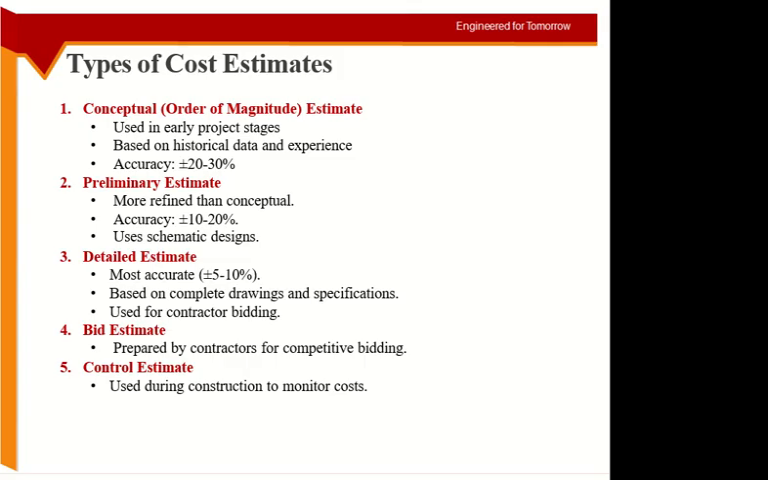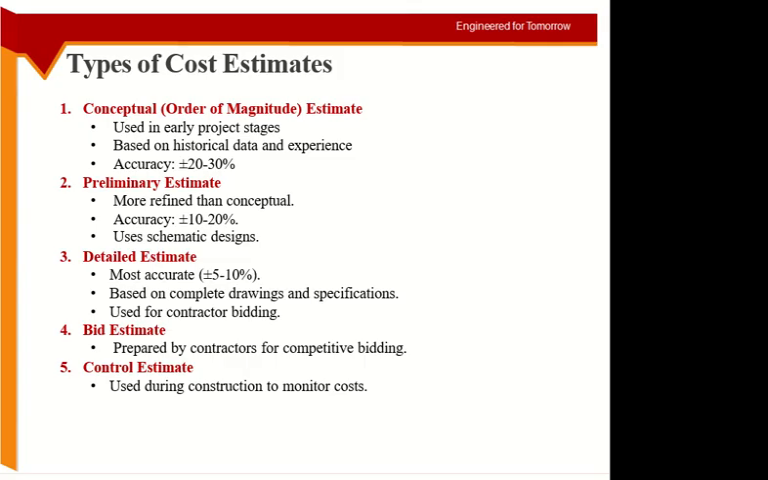Okay, then we have the bidding estimate. Now the difference between the detailed estimate and the bid estimate is the person who is doing it. They are usually done at the same stage. Okay, they are usually done at the same stage, but the third one is done by the client or the consultant, and the fourth one is done by the contractor.